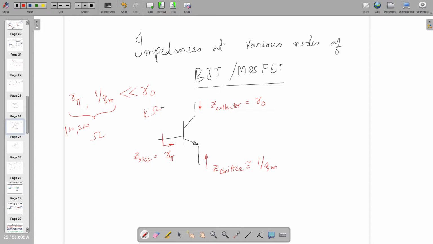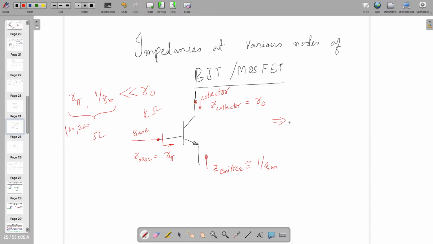So now, can you tell me, if I am looking into the input impedance of this BJT, if the input is applied at the base, and if I am looking at the output from the collector, this configuration is what? Voltage controlled current source or voltage controlled voltage source, or which one will it be? Voltage controlled current. Why voltage controlled current source?